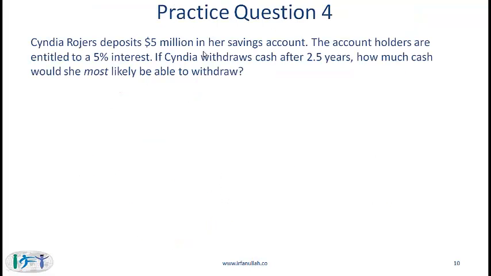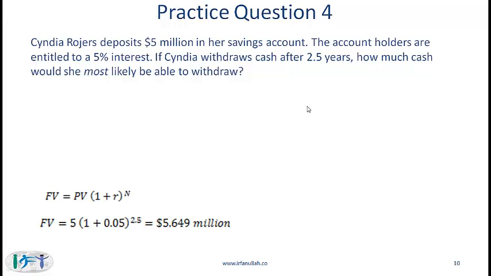Let's see if you can do this practice problem now. This is fairly straightforward, and here is what you should have done. So recognize the formula that we just saw. Future value is present value into 1 plus r to the power of n. So n here is 2.5. You plug in the numbers and that is what you should get.